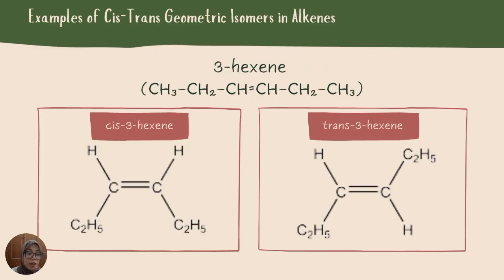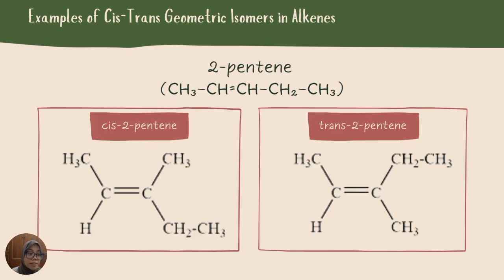The third example is 3-hexene. Let's look at a longer carbon chain. In cis-3-hexene, the two carbon chains branching from the double bond are on the same side, causing the molecule to bend slightly. Meanwhile, in trans-3-hexene, the chains are on opposite sides, creating a more straight and stretched structure. This subtle change can influence how the molecule behaves in reactions or fits into biological systems.